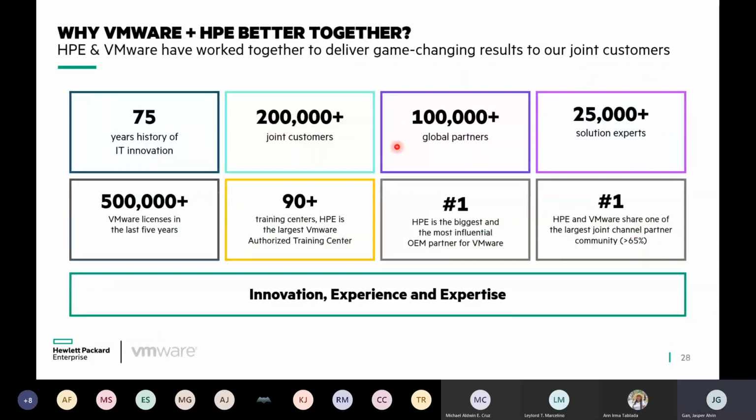So why is it better together? With HPE and VMware, we have over 75 years of IT innovation. We have 200,000+ joint customers. We have in-house solutions experts for VMware as well. So that's why we can support you even on the operational stages. And we are the biggest and the awarded OEM partner of the year for VMware. So with HPE, we can give you the innovation, experience, and expertise for the whole stack already.